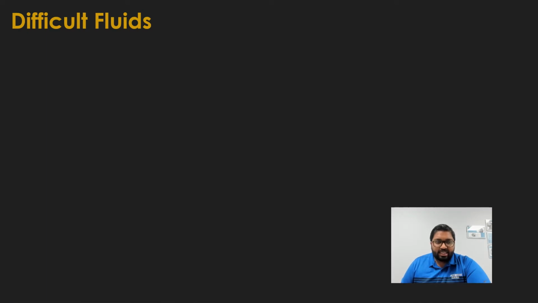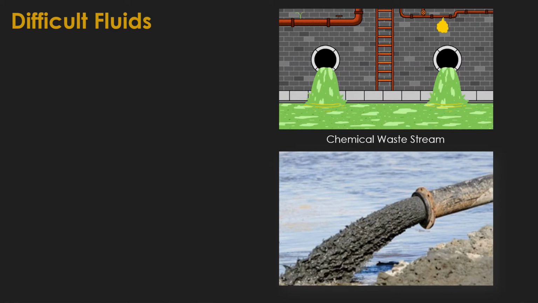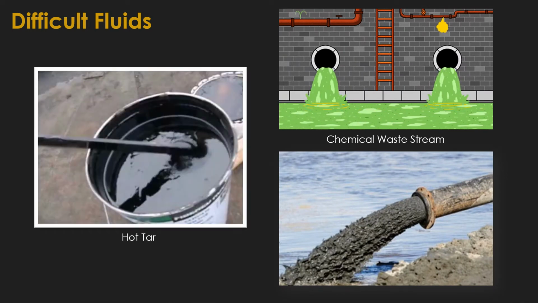First, we're focusing on difficult fluids. Some examples of difficult fluids are what you see on the left, hot tar, and on the right, chemical waste stream plants, reactor column bottoms. These are some of the examples of difficult fluids that we successfully move with disc pumps.